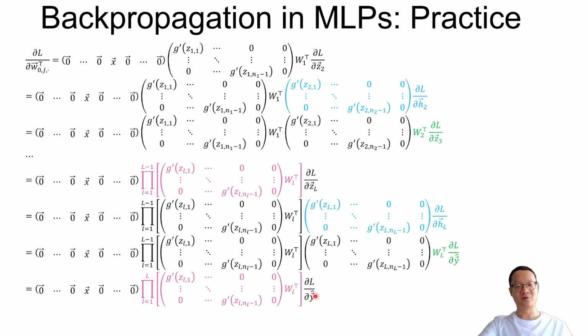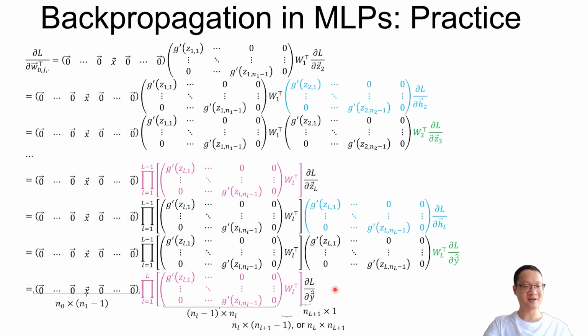Okay, so hopefully you can follow that. If not, I suggest that you go back and revisit this. In particular, one thing I haven't really taken the time to go over is the dimensions of all of these matrices. So this matrix is actually going to be N0 times N1 minus 1, as I mentioned. And then each of these diagonal G prime matrices are going to be N(L-1) times N(L). All of these weight matrices are going to be N(L) times N(L+1) minus 1.